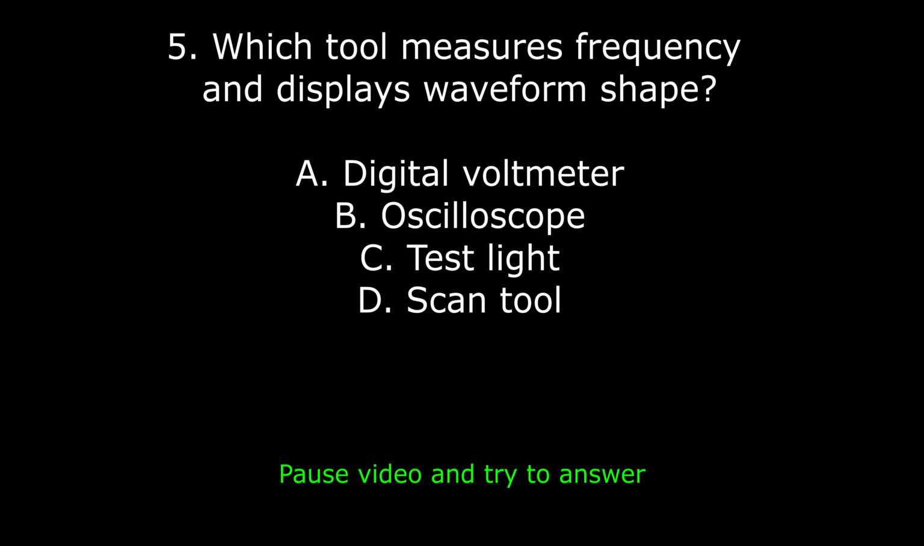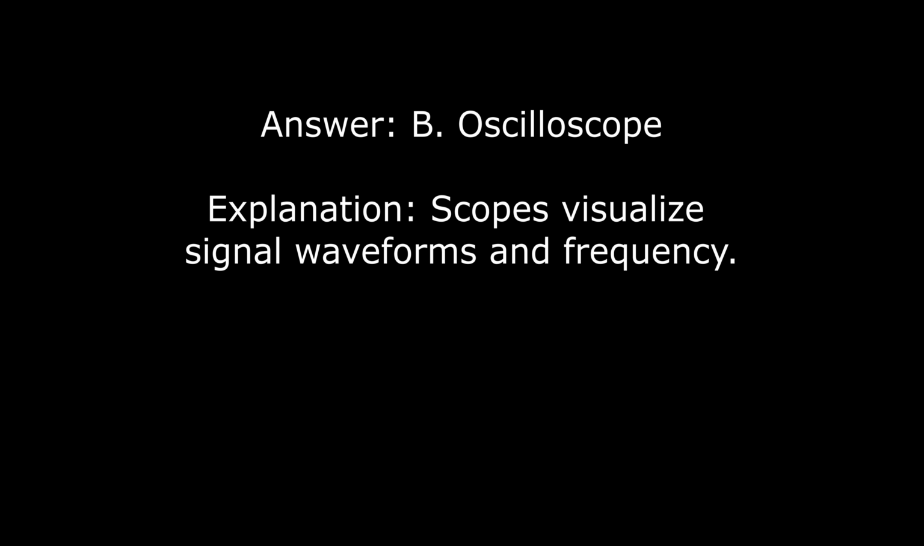5. Which tool measures frequency and displays waveform shape? A. Digital voltmeter. B. Oscilloscope. C. Test light. D. Scan tool. The answer is B. Oscilloscope. Explanation: scopes visualize signal waveforms and frequency.